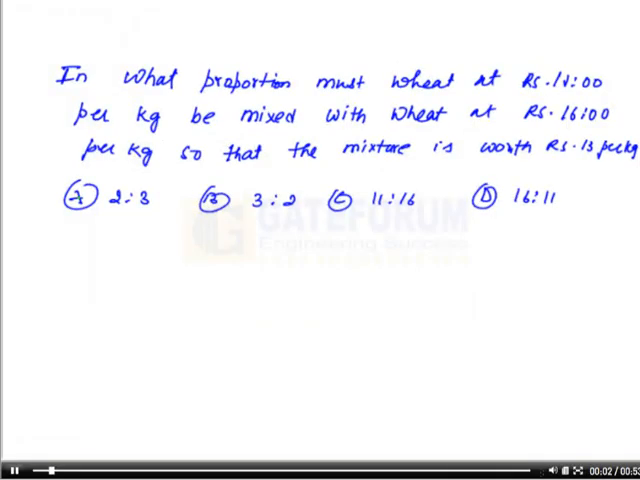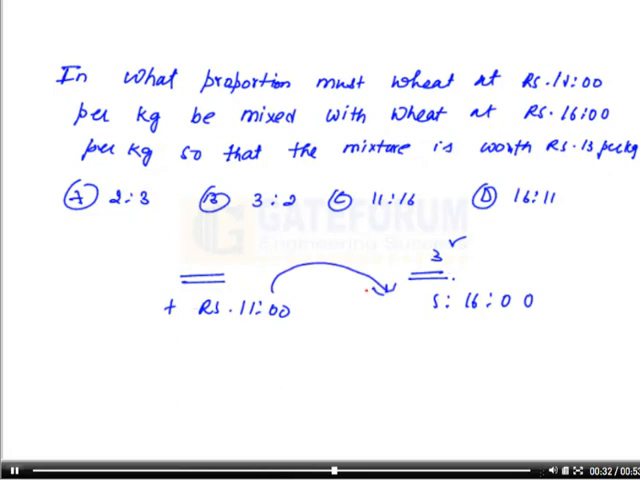In what proportion must wheat at rupees 11 per kg be mixed with wheat at rupees 16 per kg so that the mixture is worth rupees 13 per kg? Now, in order to solve this problem, let us use the allocation method. The first quality, let us say A, and the second quality, let us say B. The cost of the first quality is given as rupees 11, whereas the second cost is rupees 16. If we mix these two, then the average cost must be rupees 13 per kg.